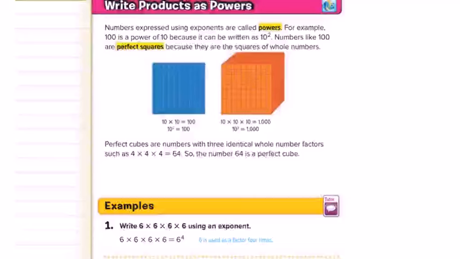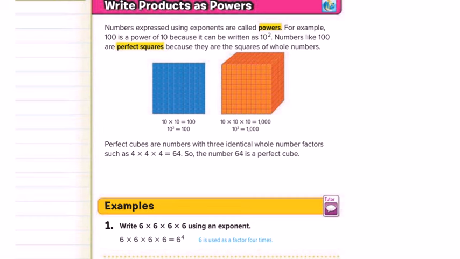Before looking at example 1, we have some more key terms up above. Numbers expressed using exponents are called powers. So like I was saying earlier in the vocabulary, something like 10 to the second, that whole thing is considered a power. So, for example, what they have here, 100 is a power of 10 because it can be written as 10 to the second power.